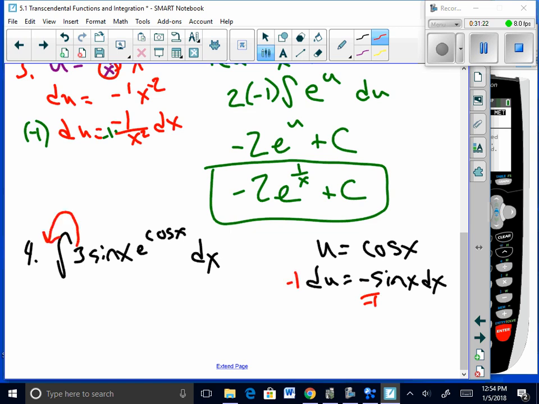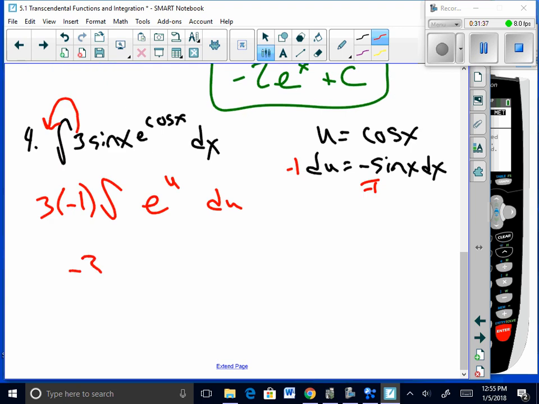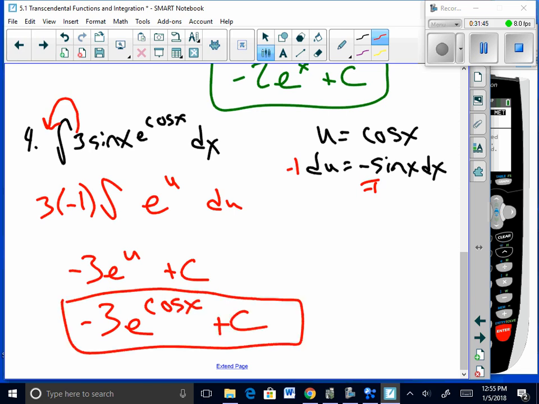Okay, so the 3 constant goes in front, times the -1, and then the du. So that sine x dx is gone, and then I just have e to the u left. So I have -3 e to the u plus a constant, and then substituting back in what the u was, which was cosine x, plus a constant labeled c.